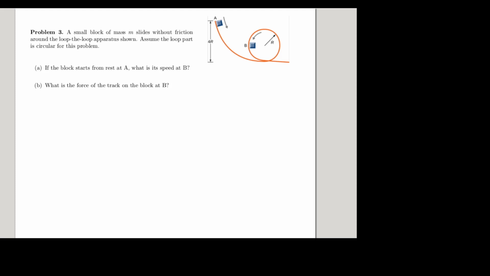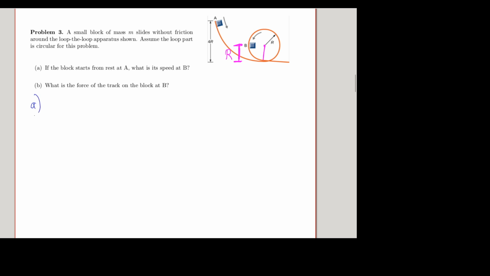In this problem, we have a thing sliding without friction down a track. The thing that a lot of students asked me about is the height at this point. This height is just r, because after all, that's the radius of the circle. So, if the block starts from rest at A, what is its speed at B?